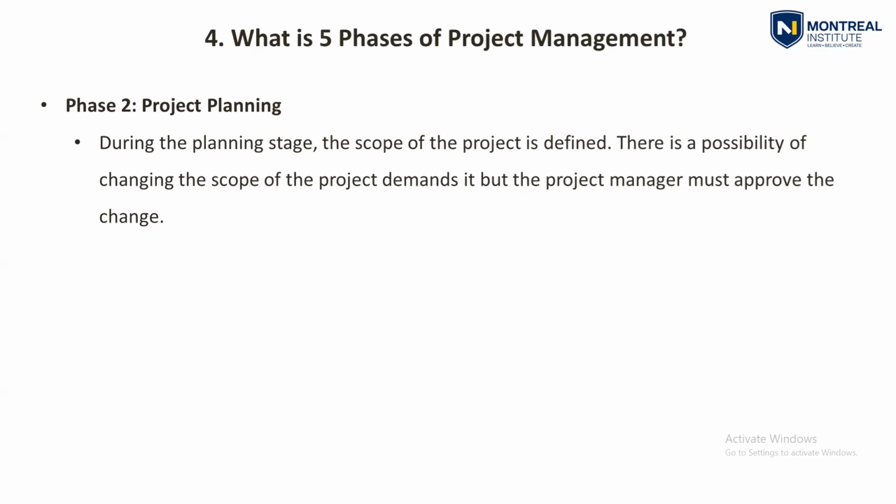There is a possibility of changing the scope if the project demands it, but the project manager must approve the change. So during the project plan stage also, you can change your scope while the discussion is going on, but it should be approved by all the parties. When the project execution stage has started, you can also change the scope at any time. You can de-scope some part of your contract, or you can award variations to the contract. But it should be agreed by all parties.